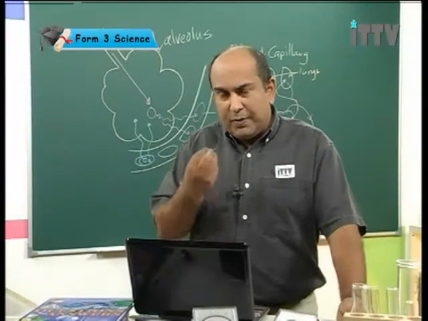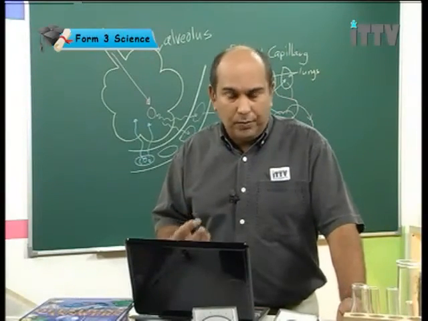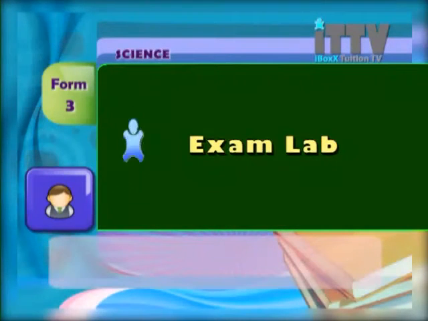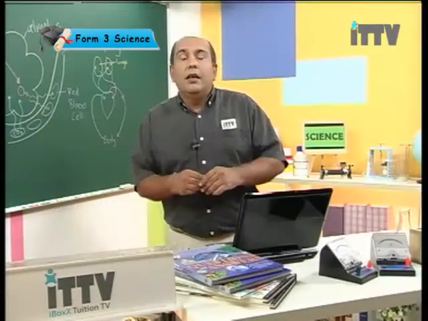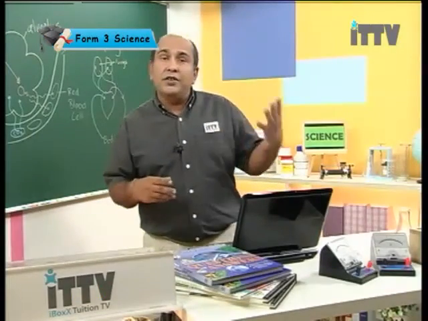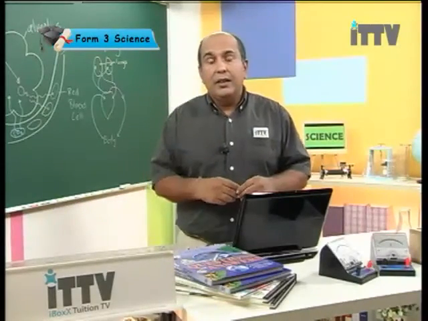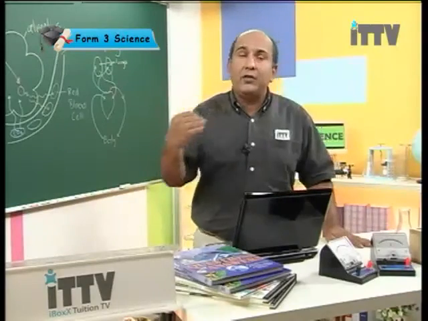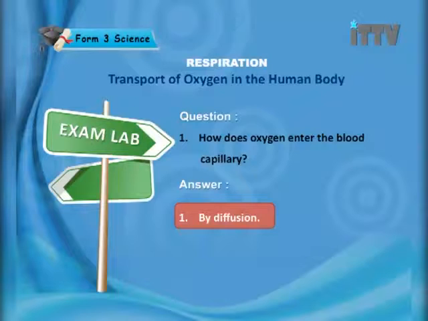Now that we've had a look at this basic idea of oxygen transport, let's have a look at a few questions on this topic. How does oxygen enter the blood capillary? So, remember, the oxygen is in high concentration in the alveolus, low concentration inside the capillary. There's a process where we move from high concentration to low concentration. Let's check the answer. By diffusion. So oxygen moves into the blood capillary by diffusion.